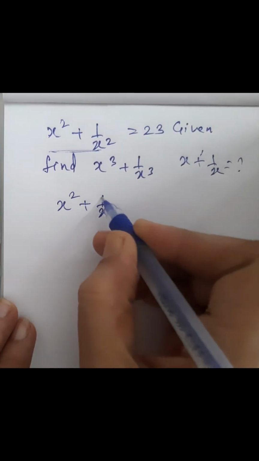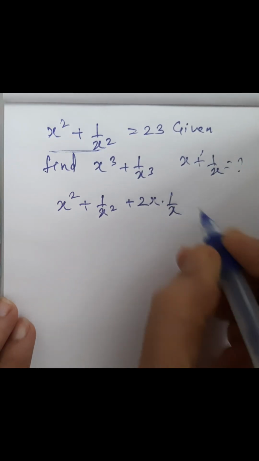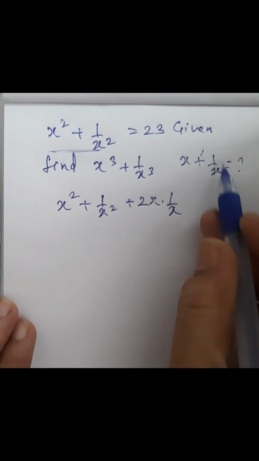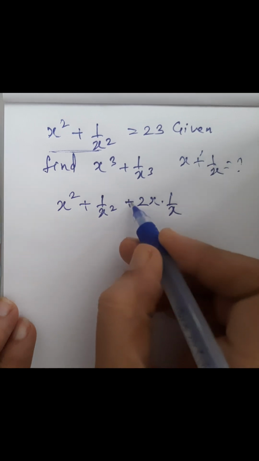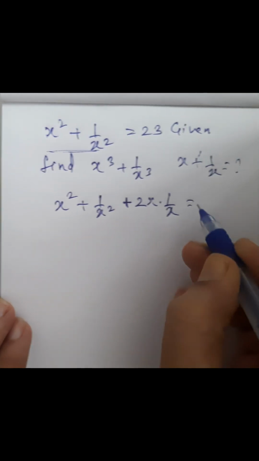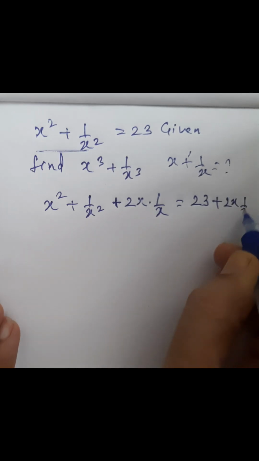So here it is in square form, so add 2ab on both the sides. If it is given, find out the value of x minus 1 by x, then we'll be going to find the minus, so in that case we will add minus 2ab on both the sides. So already 23 was given, plus 2ab added on both the sides.